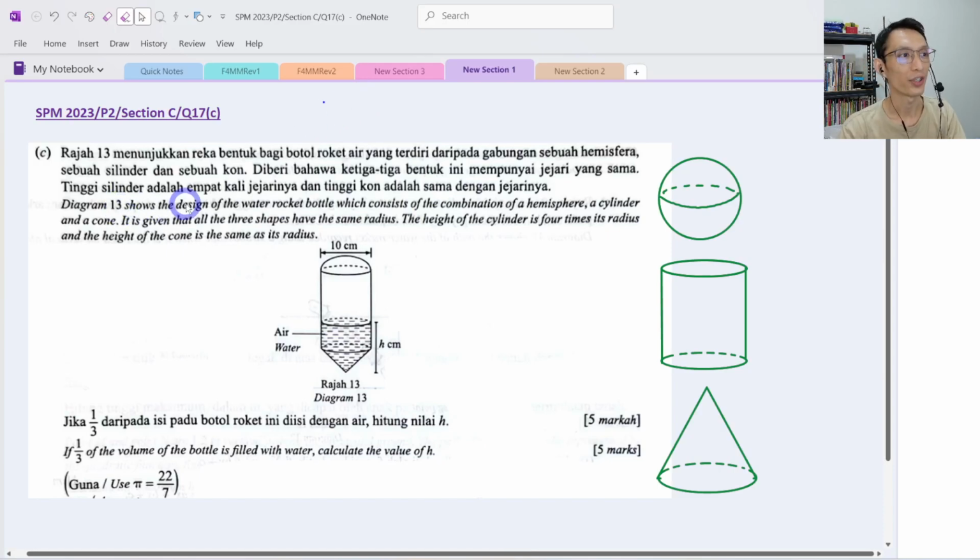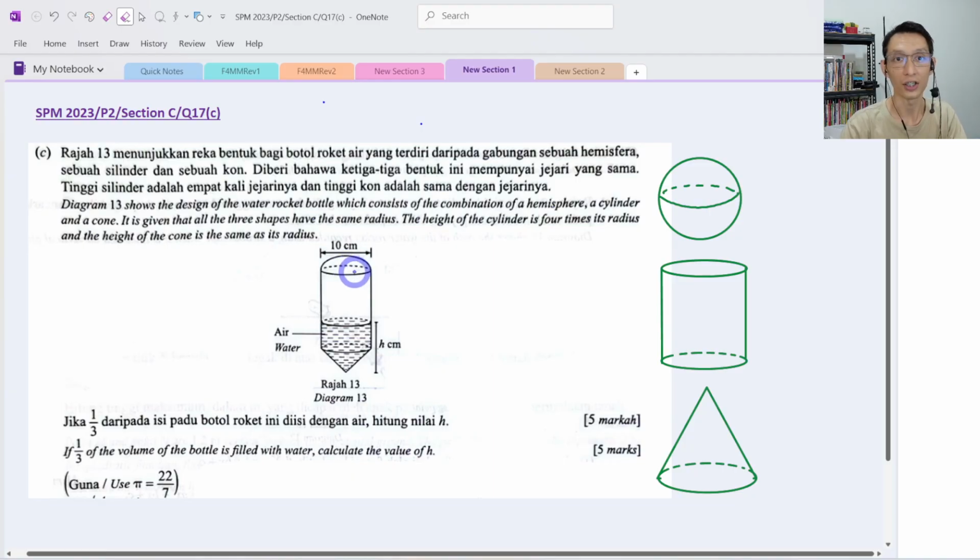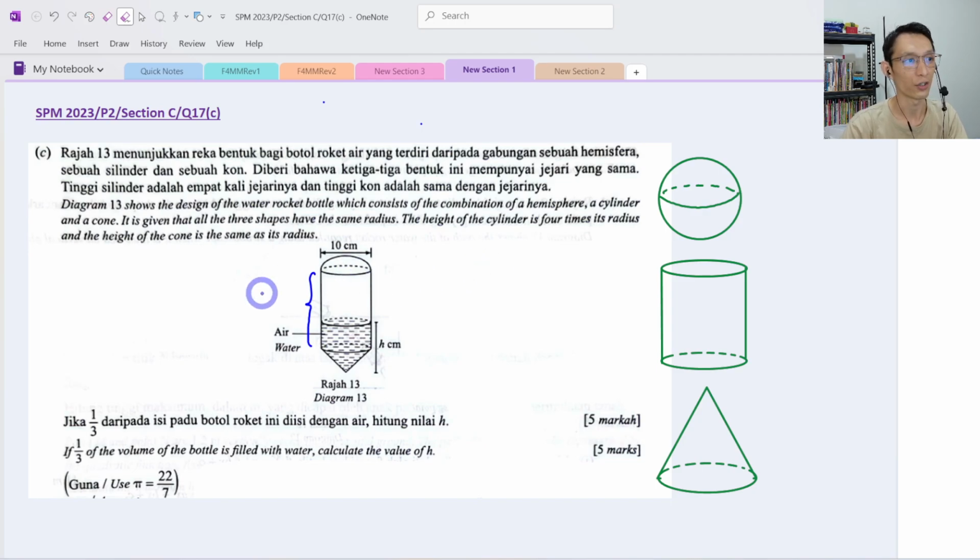Diagram 13 shows the design of the water rocket bottles, which consists of the combination of a hemisphere, a cylinder, and a cone. It is given that all the three shapes have the same radius. The height of the cylinder is 4 times its radius. When you look at the diagram, you know that the radius of the cylinder is actually 5, right? So the height is 4 times its radius. That means 4 times 5, you will get 20 centimeters.